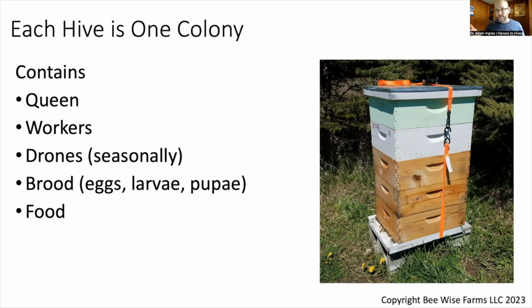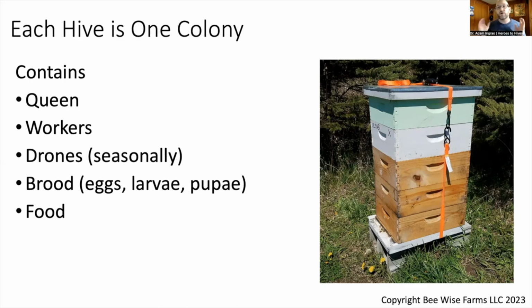If you're in northern climates like I am, drones are really only around for a few months during the summer, during the mating period, and then by fall they're getting kicked out of the hive because they don't overwinter with the rest of the bees. So drones, depending on where you're at, they may be present for longer or shorter periods of time, but they're not present all the time.